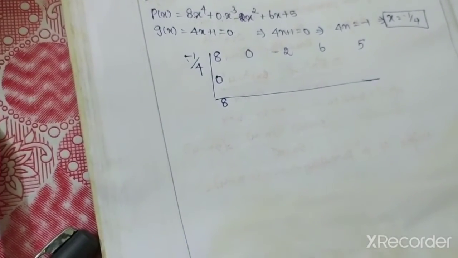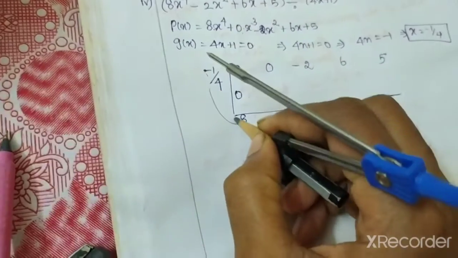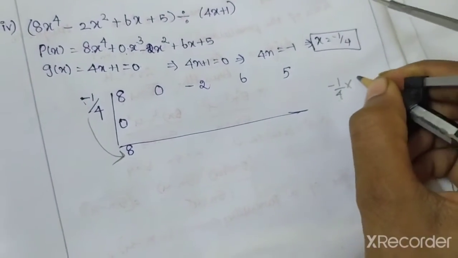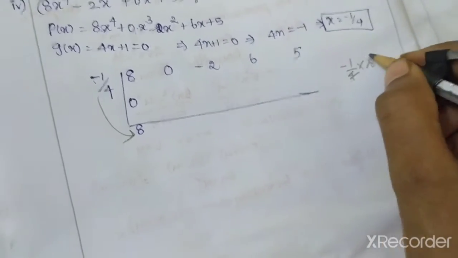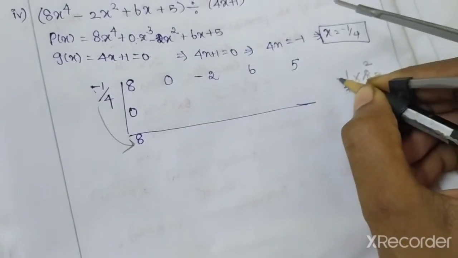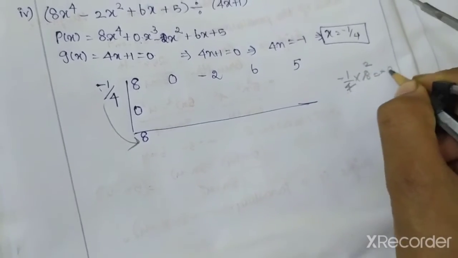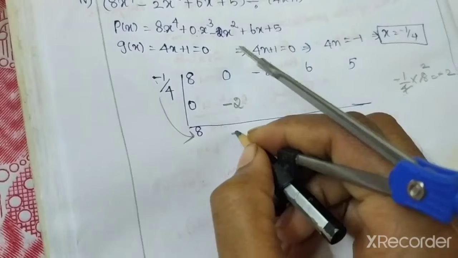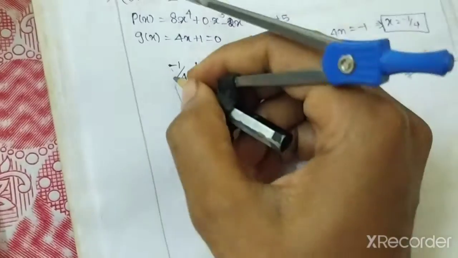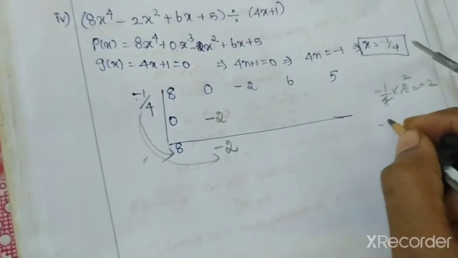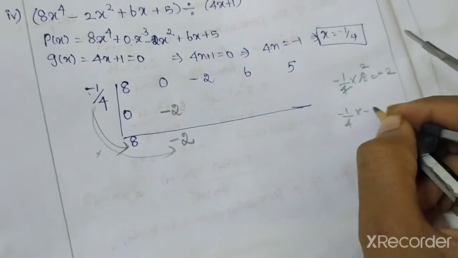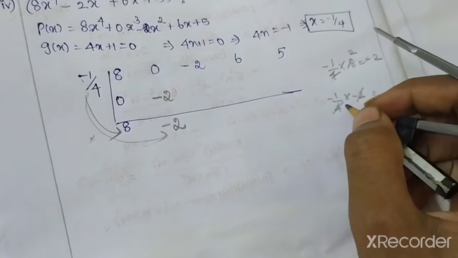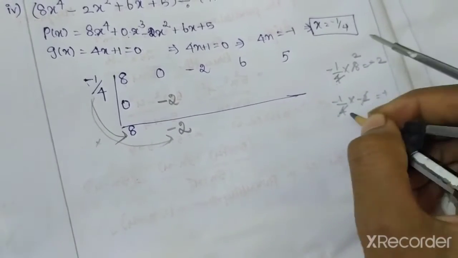Solving the problem means this term into this term we are multiplying. So minus 1 by 4 into 8. So I can cancel. How much am I getting? 2. So minus into plus, minus 1 into 2, minus 2. So I can write in this place minus 2. 0 minus 2, minus 2. So again this and this multiplication, minus 1 by 4 into minus 2. What am I getting? So cancel this. How much am I getting? Minus into minus is plus. So balance 2.